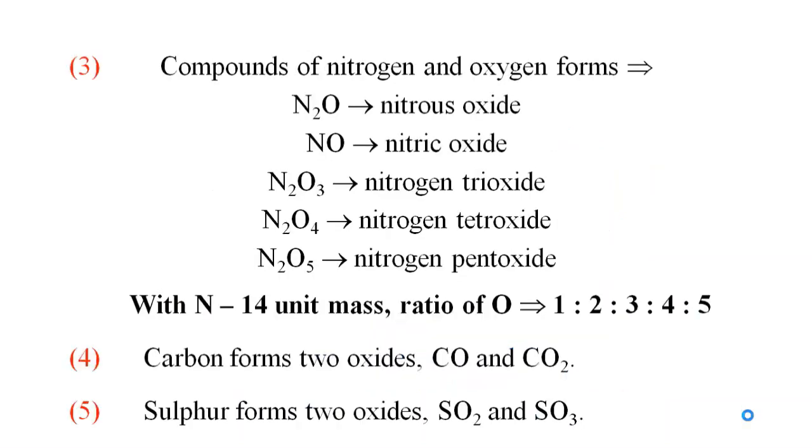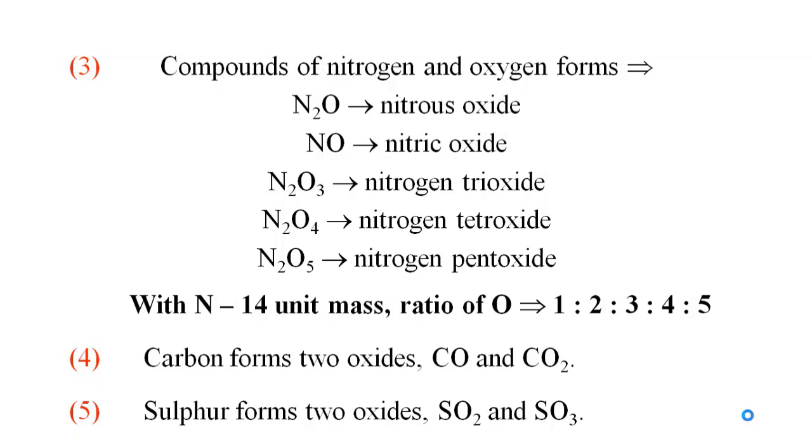now in compounds of nitrogen and oxygen. Nitrogen and oxygen combine to form 5 oxides. These are nitrous oxide, that is N2O, nitric oxide, that is NO, nitrogen trioxide, N2O3, nitrogen tetroxide, N2O4, and nitrogen pentoxide, N2O5.